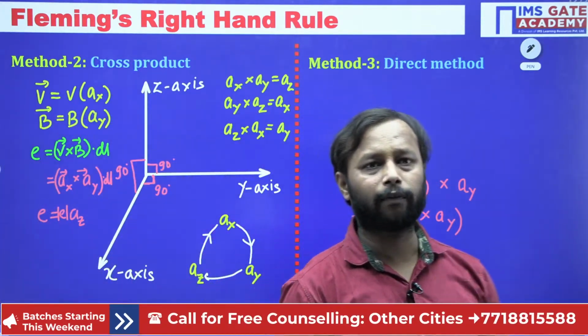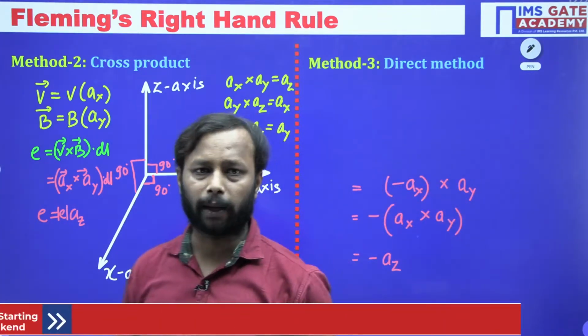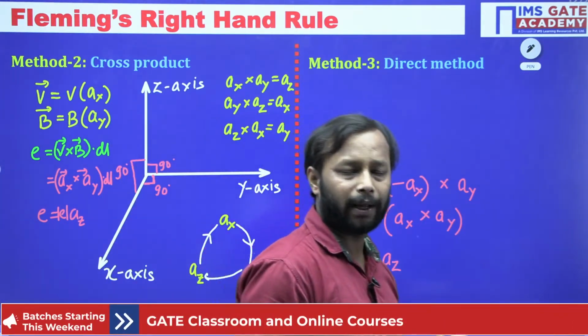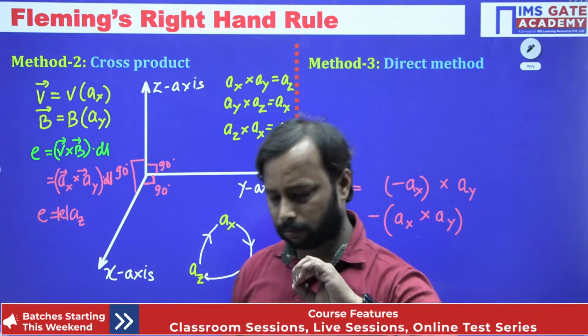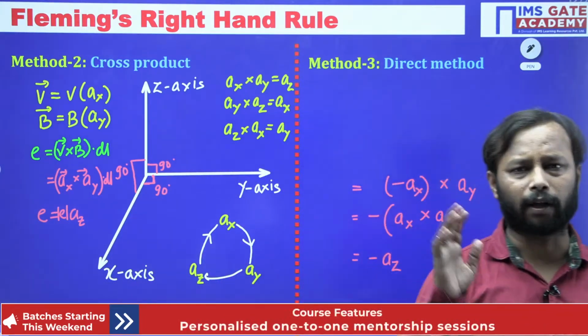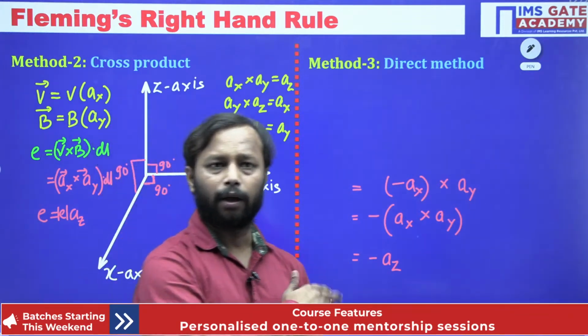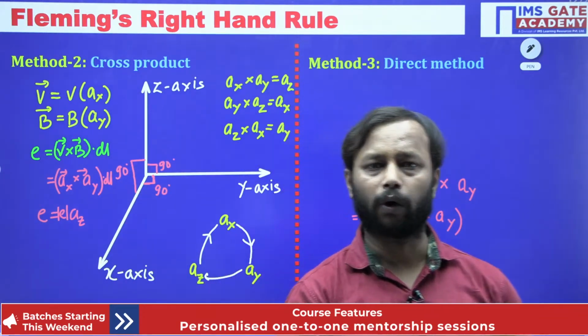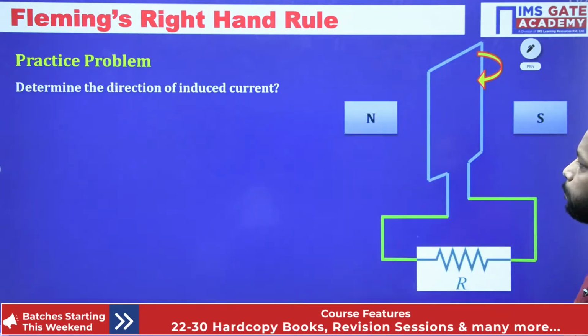So I have explained each and every method: method 1, method 2 and method 3. Whatever method you are comfortable with, you can use in your exam, whether in academics, the GATE exam, or anywhere else. If the question is related to the direction of induced current, you are going to use any of the three methods. Whatever method you are comfortable with, you may choose. So let us move to the practice problem.